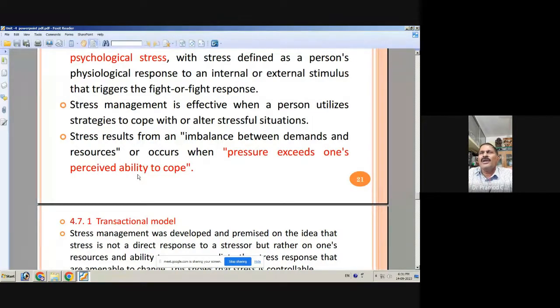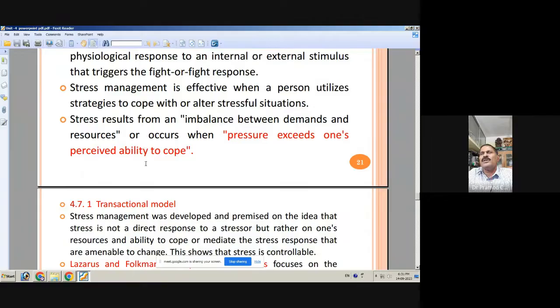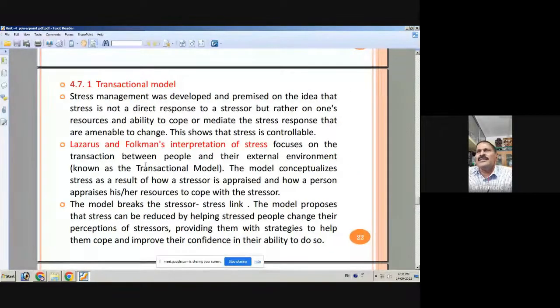You all have some resources and you have some demands. But when you are not in a position to fulfill the demands with your resources, then automatically you are in stress. So pressure exceeds one's perceived ability to cope. Stress arises when we are unable to adjust to the situation. So there is a transactional model. The stress management transactional model is there.